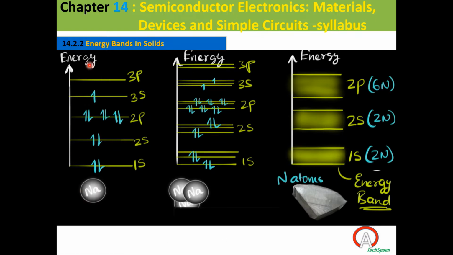So, these are the energy levels, and these are the energy bands, right? So what is the difference? Here there is only one atom, there there will be multiple atoms. When multiple atoms come together, there are energy bands. What is the cause? We discussed it in the last class. Why do we have energy bands when there are multiple atoms?